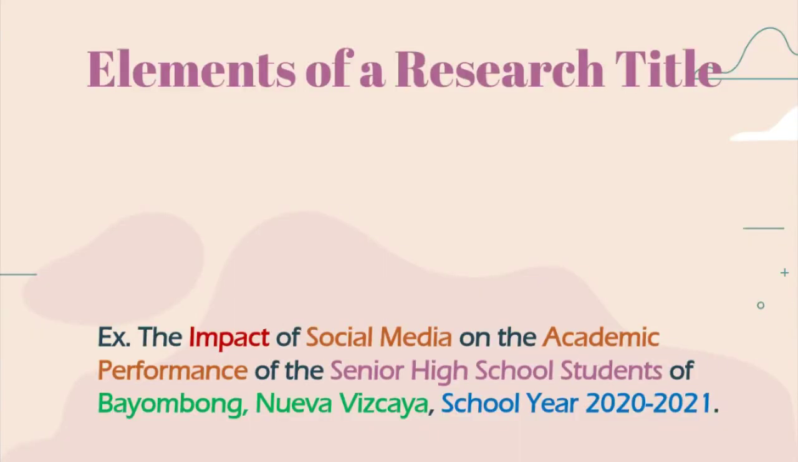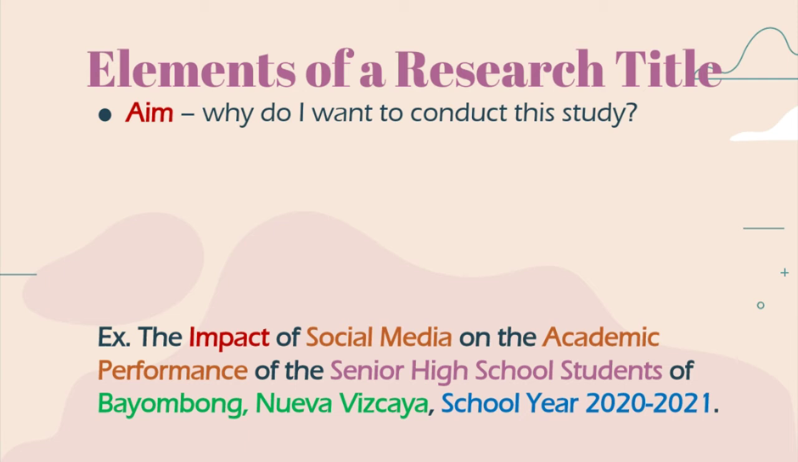The first thing that is usually seen or read is the research title. It gives weight and reputation to your paper. The following are the elements in constructing your title. First, determine the aim or purpose of your study. Here you answer the question, why do I want to conduct this study?